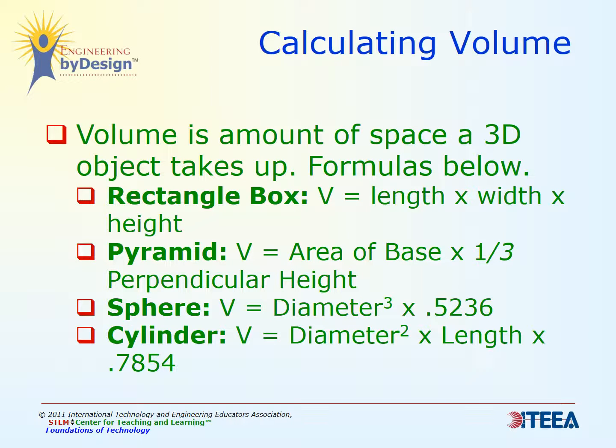Calculating volume. Volume is the amount of space a 3D object takes up. We have formulas listed below for some of those volumes. For a rectangular box, V is equal to length times the width, but now we've added the height. So you've got length times the width times the height. The 2D formula for the rectangular box was area equals length times width. Now the volume is equal to length times width times height.